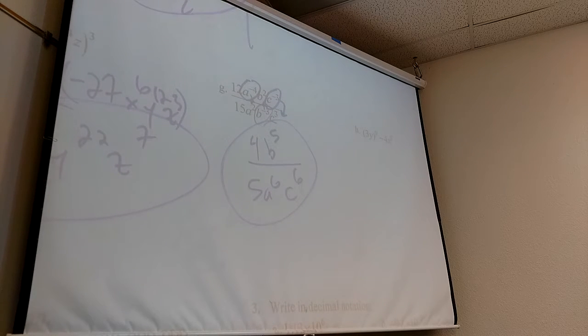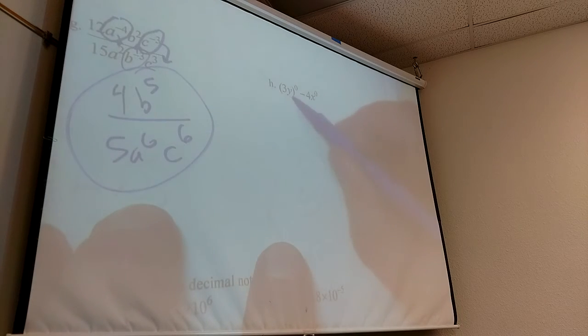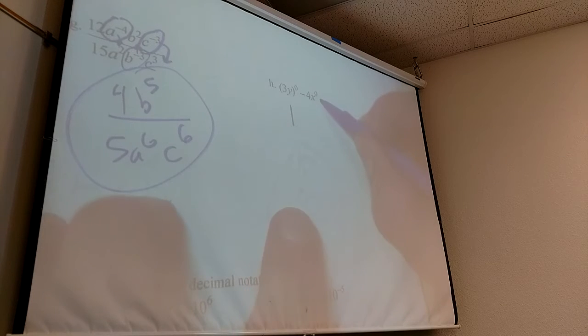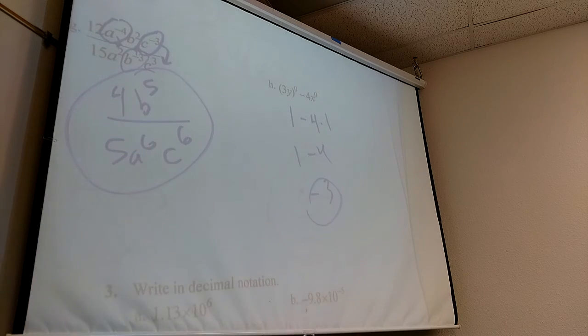Oh, H. Here we go. You ready? Anything to the 0 power is 1. What's being raised to the 0 power here? The x. So the 4 stays the same. 4 times, what's x to the 0? 1. So it's 1 minus 4 times 1. Why the hell would 4 change? It's not being raised to a 0 power. So this is 1 minus 4, which is -3.